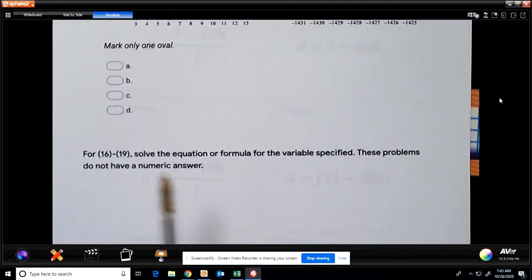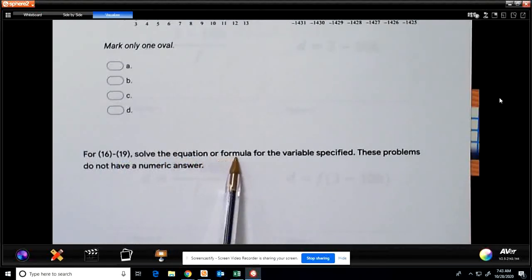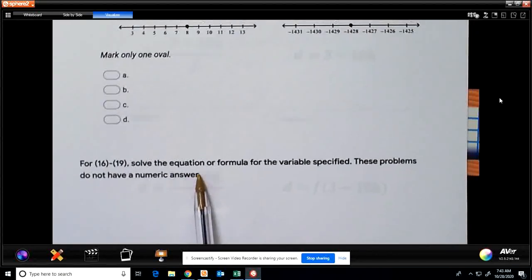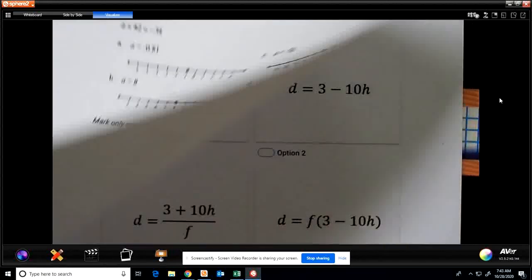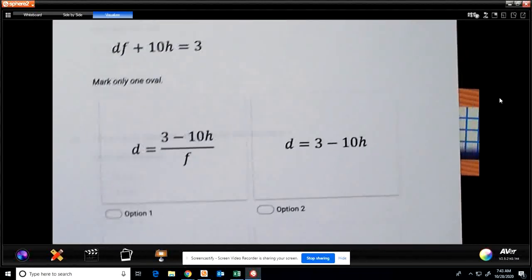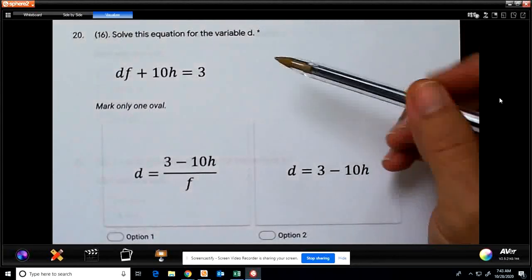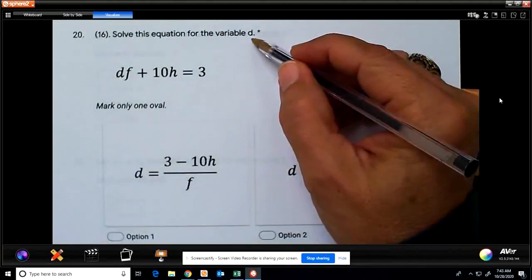All right, for 16 through 19. Solve the equation or formula for the variable specified. These problems do not have a numerical answer. Okay, so these right here, we're looking for a specific letter to solve for.